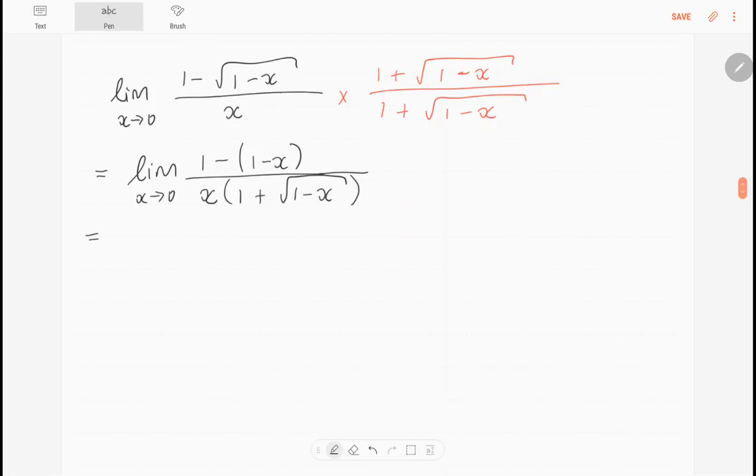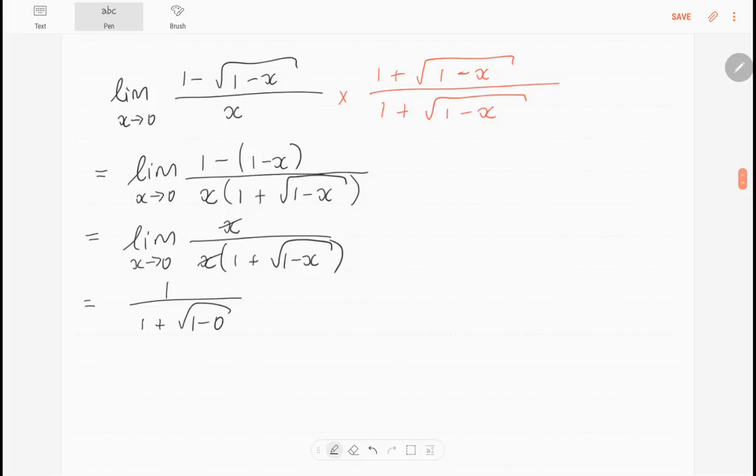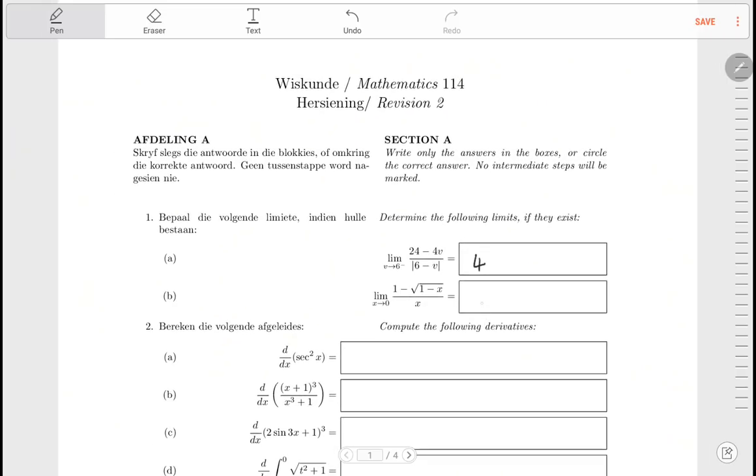Now, our numerator can be simplified, so we have the limit as x approaches 0 of x over x multiplied by 1 plus the square root of 1 minus x. So these two x's can cancel. And now if we plug in the value 0 into x's place, we don't have a problem in our denominator anymore. So we can do that. So this limit is going to be 1 over 1 plus the square root of 1 minus 0, which gives us 1 over 2. So that is our answer, a half.